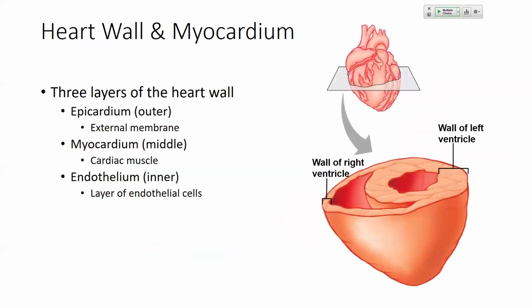All right, let's look at the wall of the heart. So there are three layers to the heart wall. The epicardium is the outer external membrane. The myocardium is the thicker, meatier, muscular part of the heart. This is the actual heart muscle, the cardiovascular muscle. And then the endothelium is pretty much an epithelial layer, right? It's a thin layer of cells that lines the inside of the heart. And this is an epithelial layer. But in the case of the heart, we call it an endothelium layer. So these are the three layers of the heart wall.